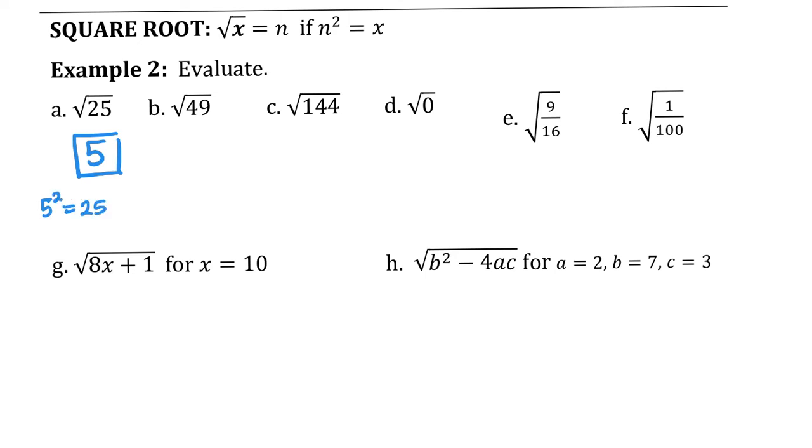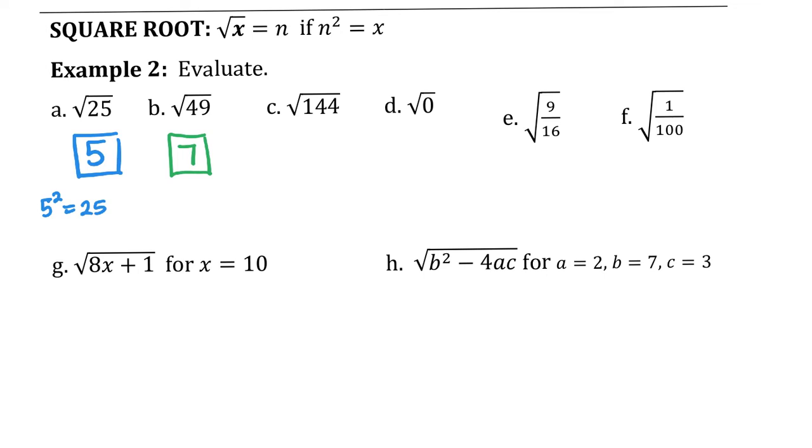So you can do it in your head, but you're thinking, what do I times by itself, or what do I square to get that number? So for 49, what do I square to get 49? 7 squared is 49, so the square root of 49 is 7. And you don't have to show any work. If it's a perfect square, or it comes out nicely, you can just do it in your head.